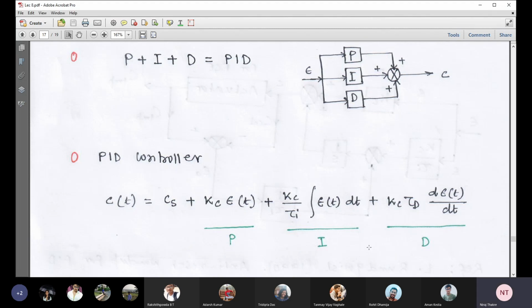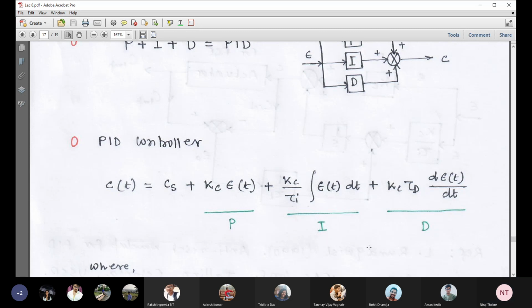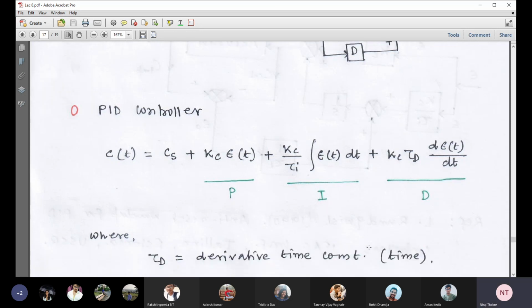So this is the combination of three control actions. One additional term is there, that is tau d. All other terms are known in this equation, in fact discussed before. One new term appears in this PID controller equation, that is tau d, and this tau d is the derivative time constant. Tau d is called derivative time constant, and its unit is time.